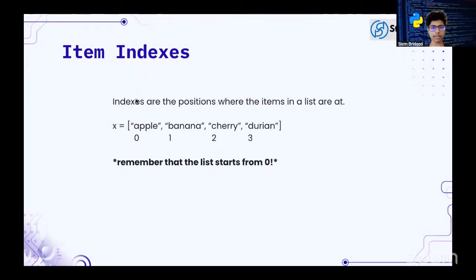Item indexes. Indexes are positions where the items in the list are at, like the location. It starts from 0. So this element, apple, is at position 0, or index 0, and you go up by 1 each time. So 0, 1, 2, and 3. So x of 2 is going to be cherry.